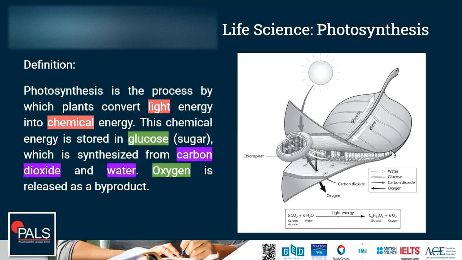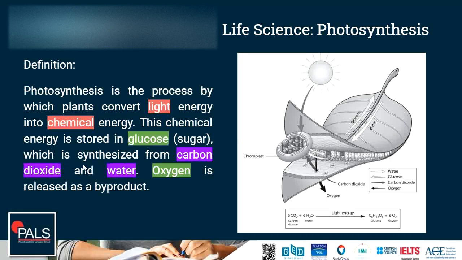So again, let's go back to the definition and have a look at the different relations we see here between the terms. One more time, photosynthesis is the process by which plants convert light energy into chemical energy. This chemical energy is stored in glucose, which is synthesized or made from carbon dioxide and water. Oxygen is released as a byproduct. So I highlighted these words in different colors here. Let's have a look at the purple ones first.